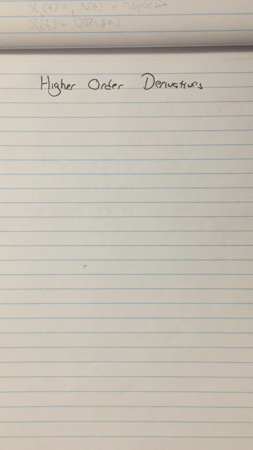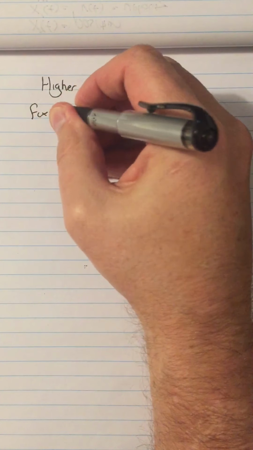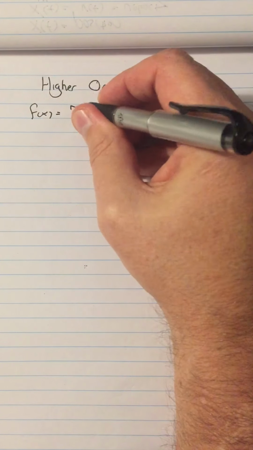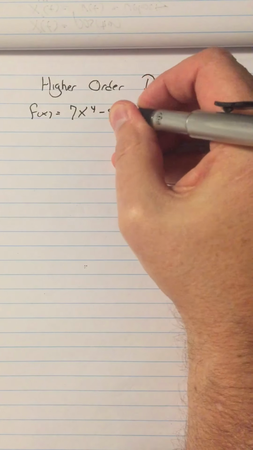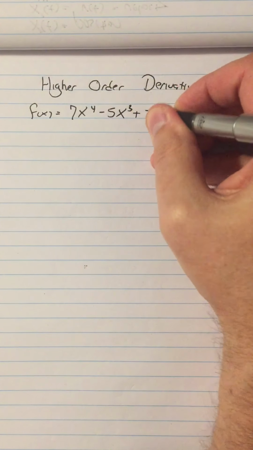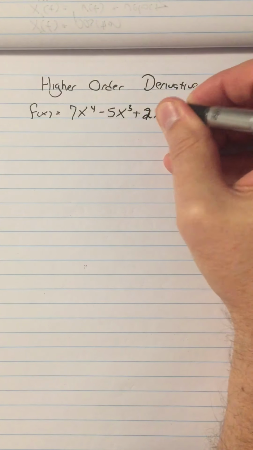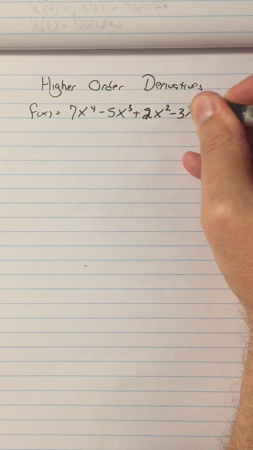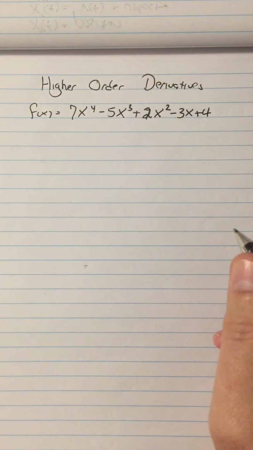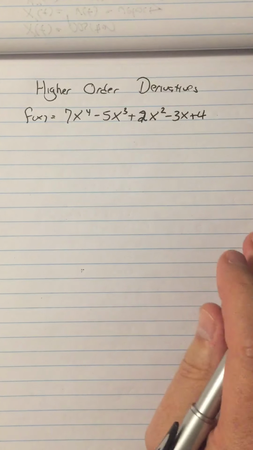All right, so what about those higher order derivatives? It can go like this. Let's say you have a function f of x, and it equals 7x to the fourth minus 5x cubed plus, well, I originally had 2x squared, but whatever, minus 3x plus 4. I'm just making it up, so who knows. All right, so let's say you have that function.